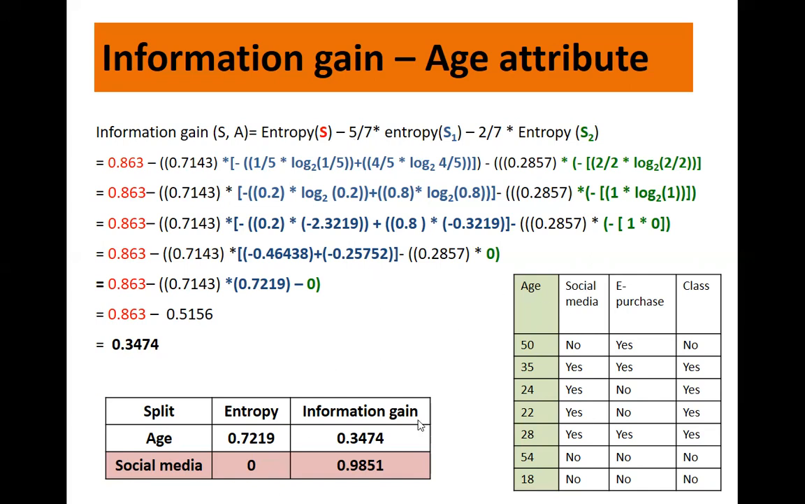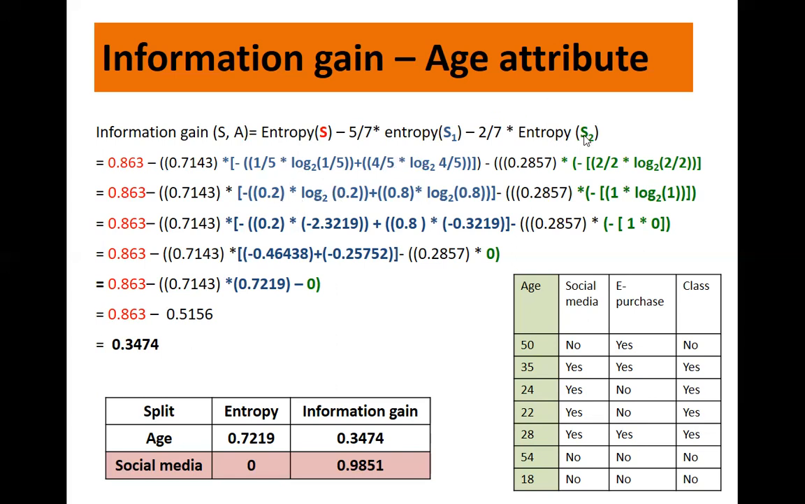So just check it here. Age less than 40: 1, 2, 3, 4, and 5. All of these have the class label yes, but 1 sample has class label no, which is 18 years. So here these 4 are Pi and this is Qi. To calculate here, you have 1 by 5 and 4 by 5.